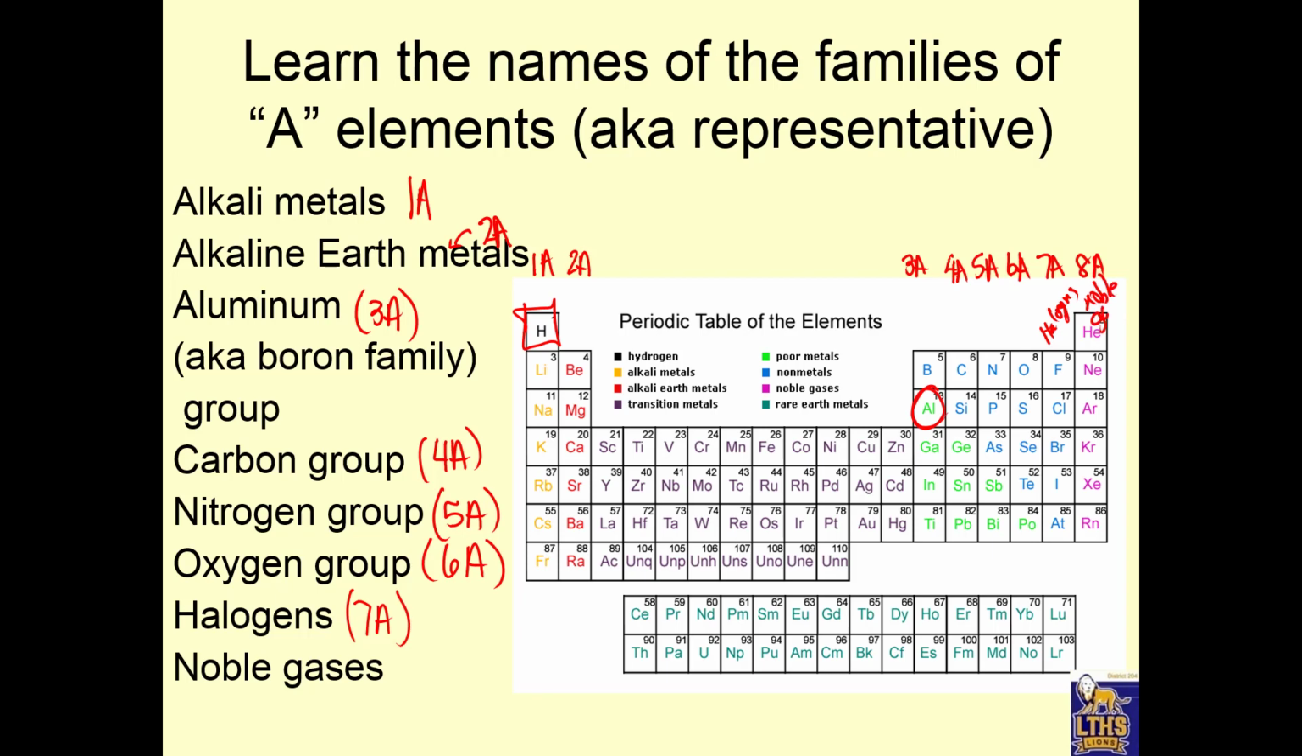Noble gases. So usually an A group family is called a representative A group because they represent all of the trends in the periodic table. And so some of the A group families have special names. This family is the alkali metals, and these are the alkaline earth metals. All right, so those are some special names of families. Noble gases are group 8A, and they don't react, so they're noble gases. They're too good for everyone.